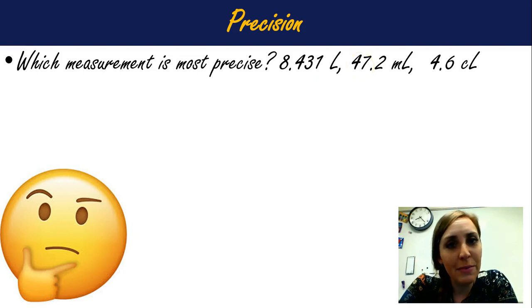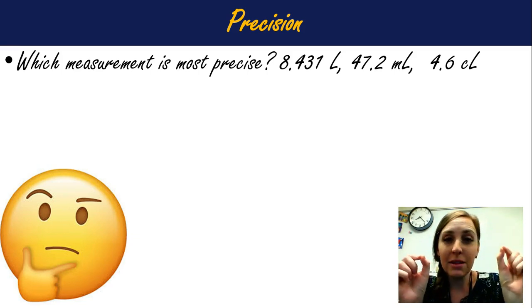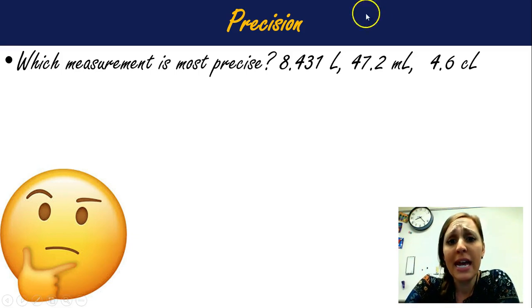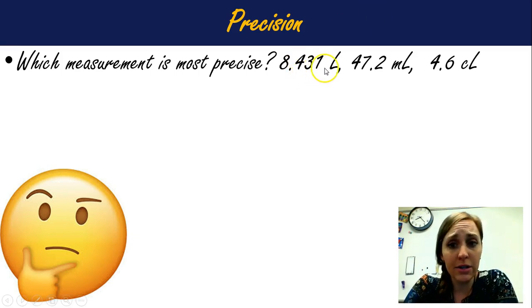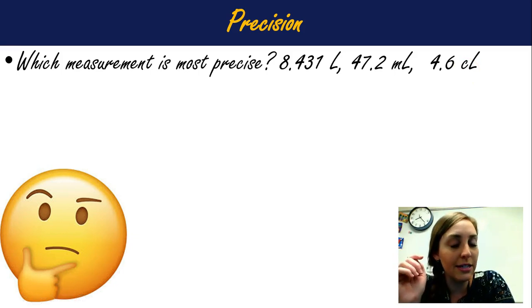How about this series of measurements? Which is the most precise? As in, if you were to repeat this measurement, which would definitely be the most similar if you got the same results? So would it be 8.431 liters, 47.2 milliliters, or 4.6 centiliters? So which is the most repeatable? As in, if you got the same thing, is it definitely the same?